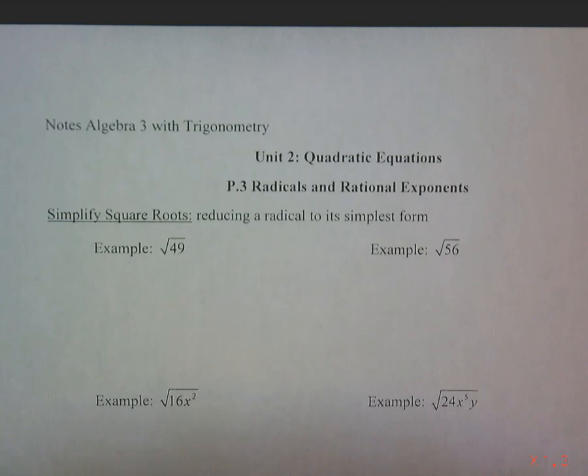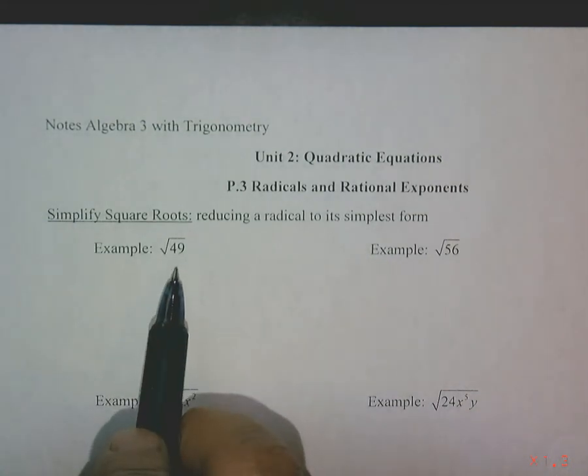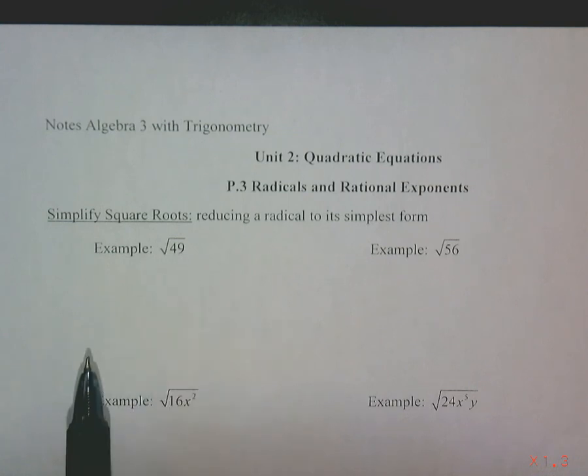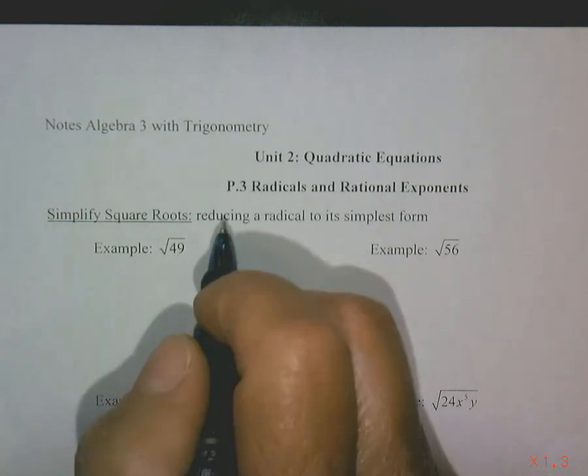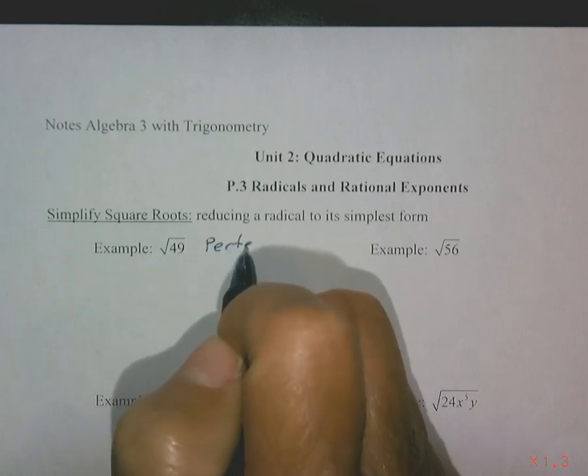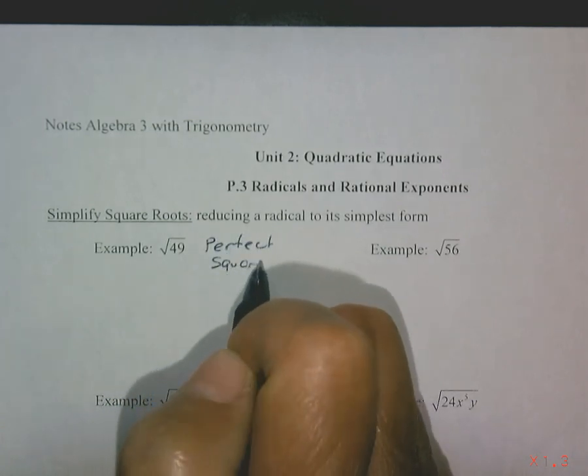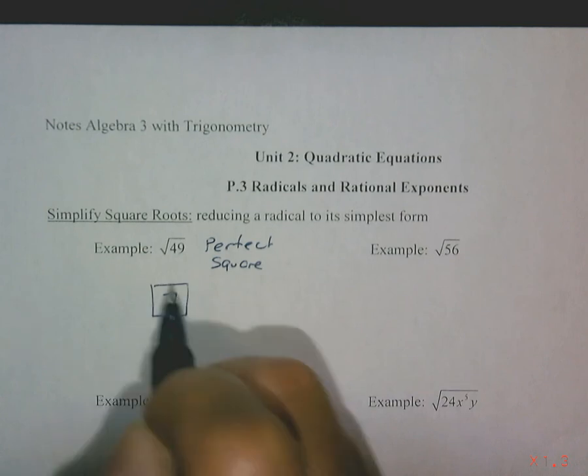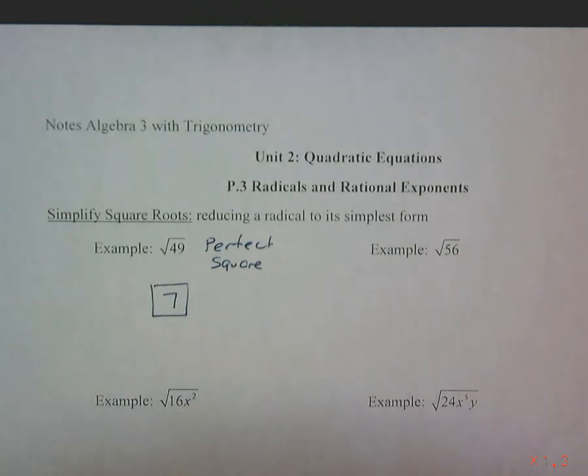So the first thing you look for anytime you're reducing a radical is, is it a perfect square? So in this example, the square root of 49, that's a perfect square, meaning 7 squared is 49. So this just reduces to 7 because this is a perfect square. And I would expect every one of you to be able to find perfect squares. You should know your perfect squares up through 15.